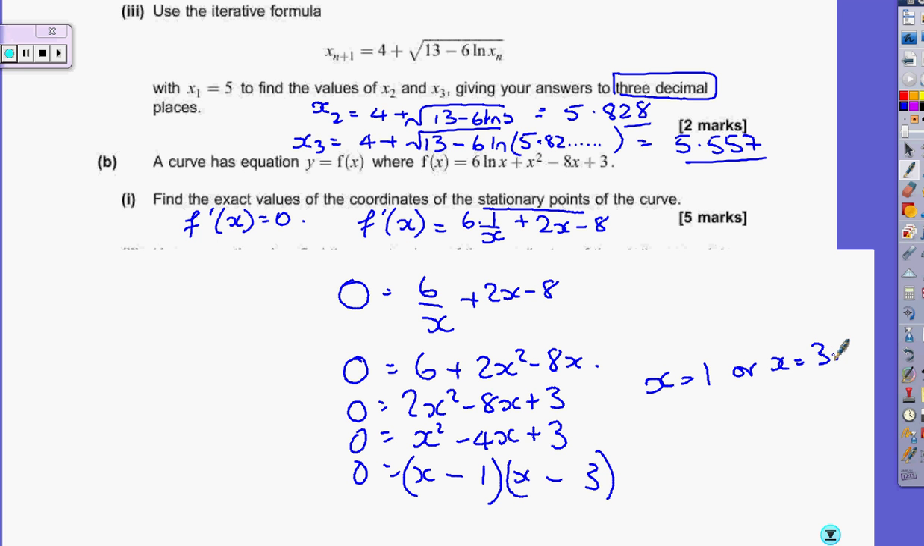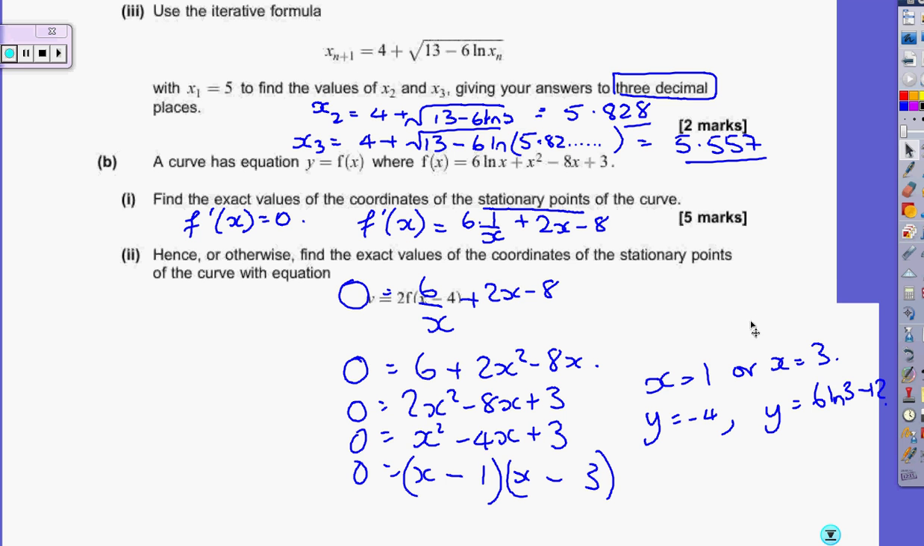At that point, it does ask me for the stationary points of the curve, so I'm going to put my x equals 1 into the original formula, and I come out with y equals minus 4. And for x equals 3 I come out with 6 ln of 3 minus 12. Okay, and now for the last bit, find the exact values of the points of the curve. So we've done that.